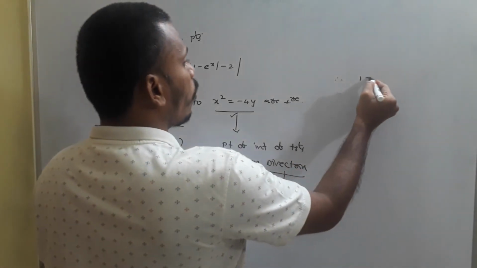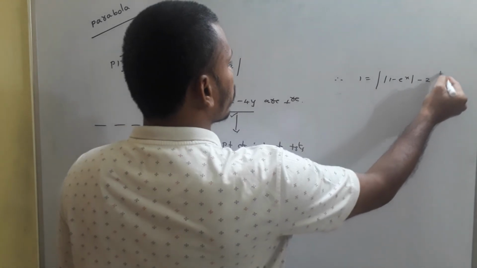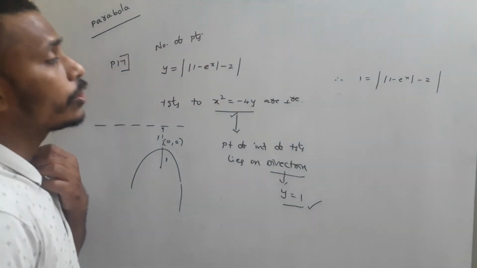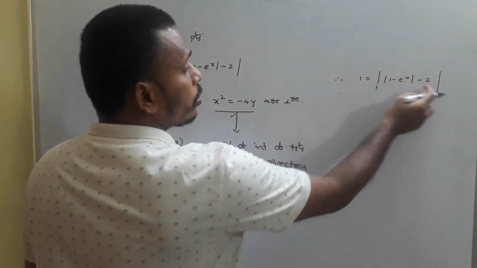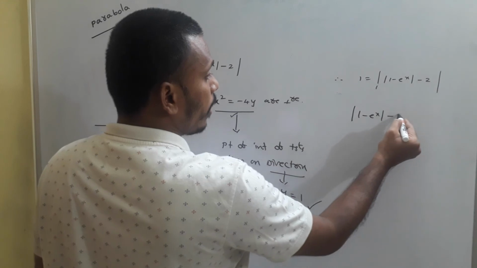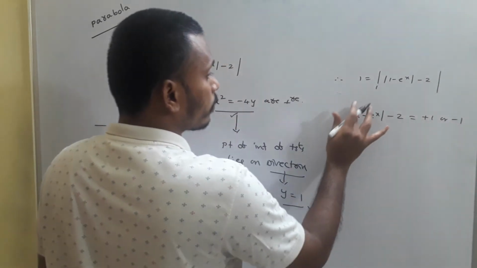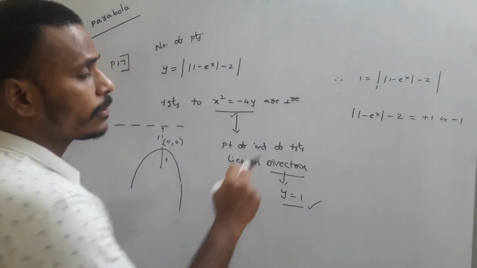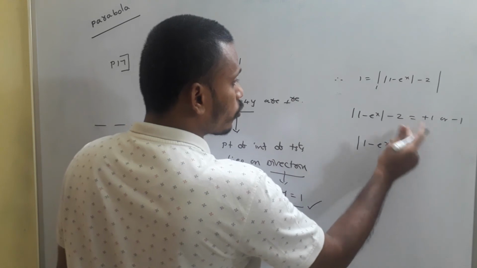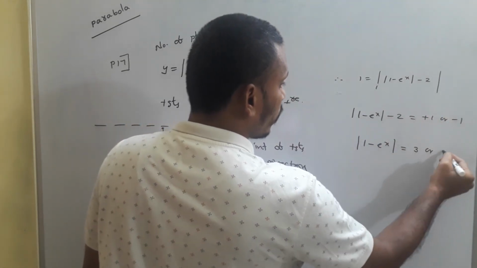While solving, 1 is equals to modulus of 1 minus e power x minus 2. So we need to solve this. If we remove the modulus, modulus of 1 minus e power x minus 2 is equals to plus 1 or minus 1. Okay, and then send that to that side. Modulus of 1 minus e power x is equals to 2 plus 1 is 3, or 2 minus 1 is 1.